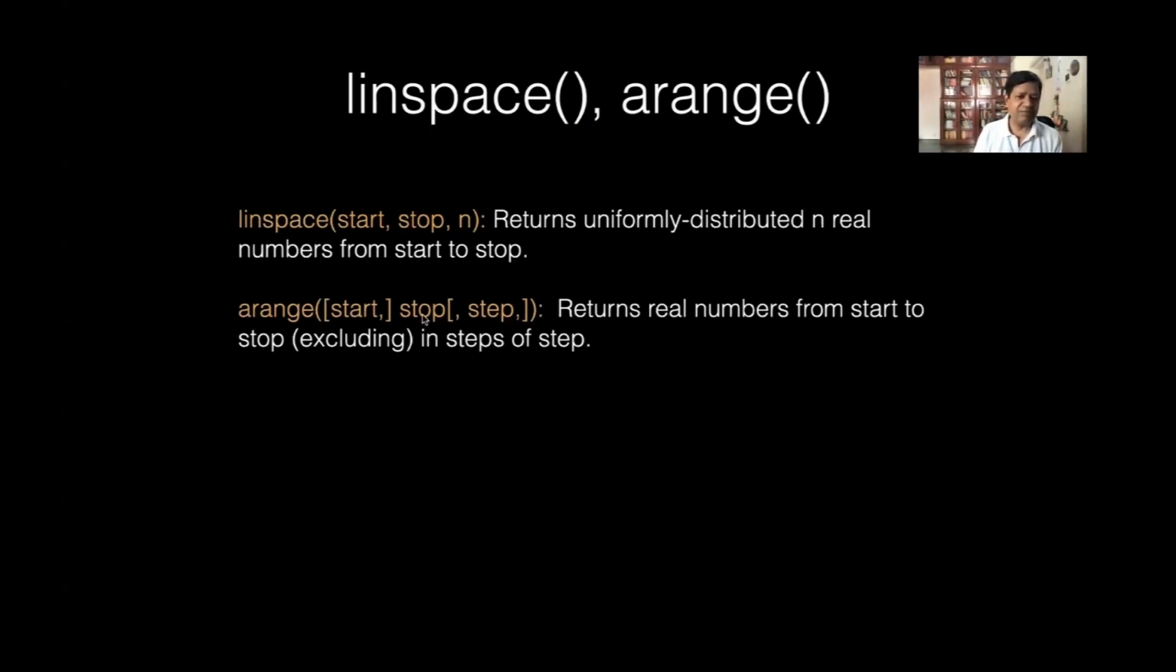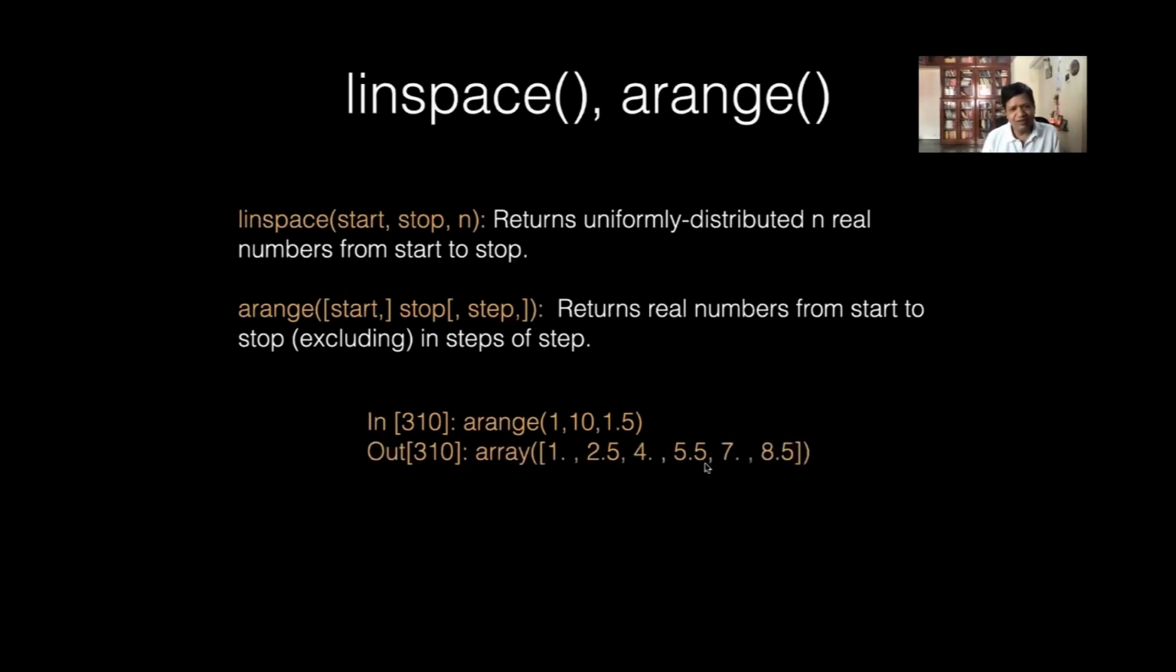Now arange is slightly different. I give the start and I give the step, instead of giving the number of points, but I don't go all the way up to stop. My last element is before stop. Let's take an example. I go from 1 up to 10 in steps of 1.5. I'm using arange, so I go up to 10 but don't include 10. So I go up to 8.5. Well, with a step of 1.5: 1, 2.5, 4, 5.5, 7, 8.5, because the next element would have been 10, but 10 will not be included in the array.